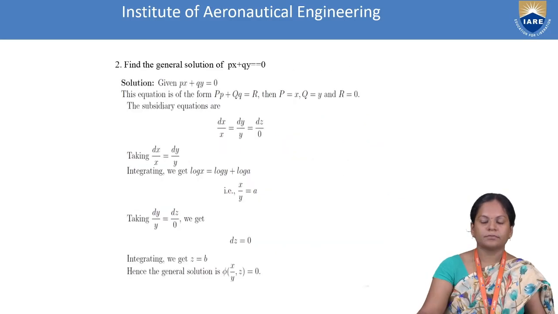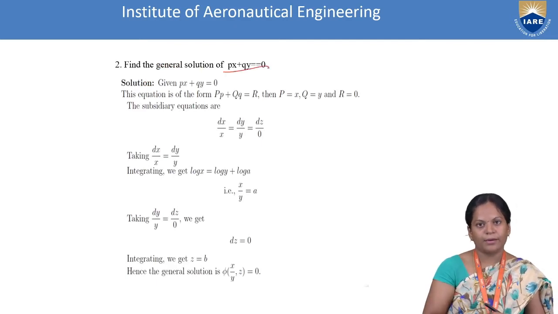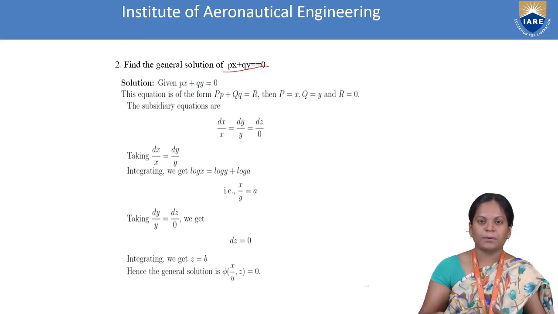to R. Now here we have one more problem. Px plus qy equal to 0. Here we don't have an r term. In place of r, here we have 0. Pp plus Qq equal to R, R is here 0. Now write the P, Q and R terms first of all. So anyway, the given equation is in the standard form. Pp plus Qq equal to R is a standard form.